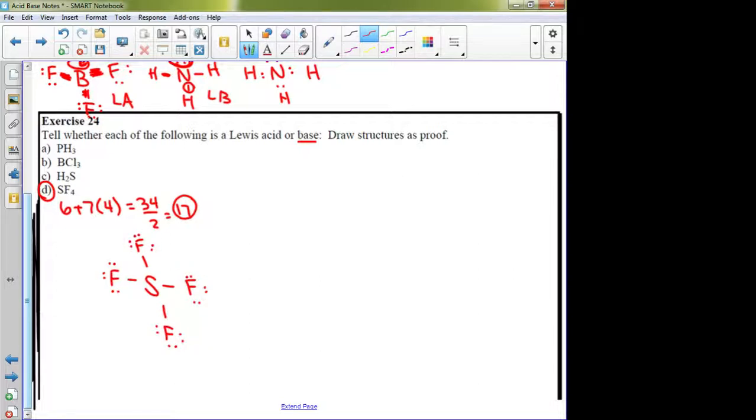1, 2, 3, 16. So if we count it up, it's 4, 4, 4, and 4, which gives me a total of how many? 16. Which means I have a lone pair left over. Where do they have to go? They have to go on the sulfur. That's weird. Okay? And it's weird because we think everything can only make how many bonds? 4, for a total of 8 electrons, right?